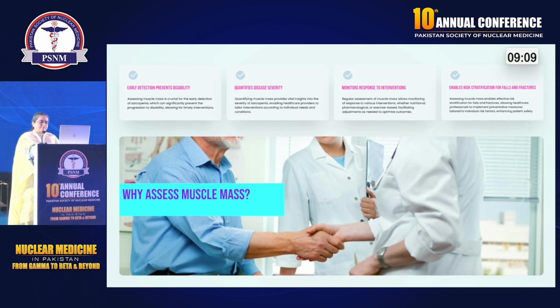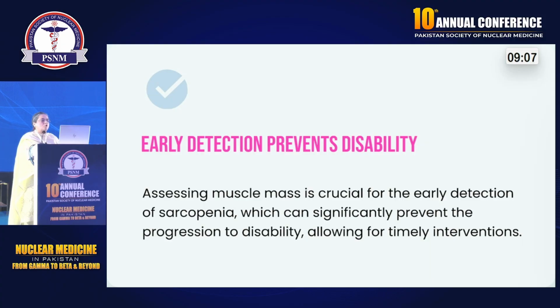So why do we assess muscle mass? Because early detection prevents disability. It is crucial to determine the muscle mass first, because if it is left undetected, it may later lead to decreased muscle strength also.